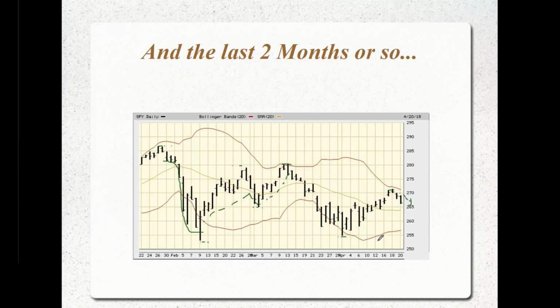Now what I meant by what Sam had said that was kind of concerning is we're starting to see lower lows in SPY and lower highs.